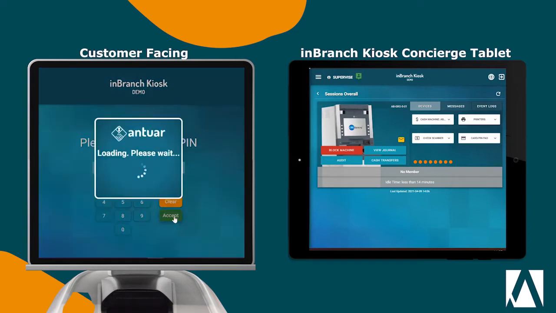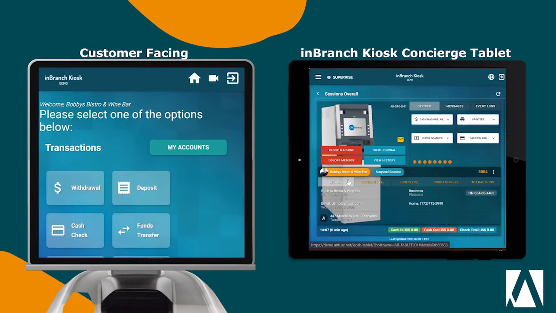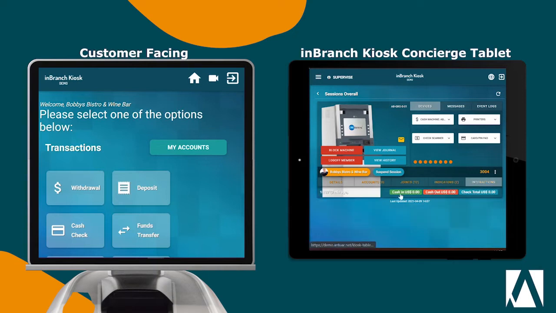After the customer identifies themselves on the kiosk, the branch staff can view the full customer profile including accounts, joint accounts, and campaigns. Including if the customer is pre-qualified for any offers and interactions from any channel. Now, we will focus on the customer window and present it in full screen mode.